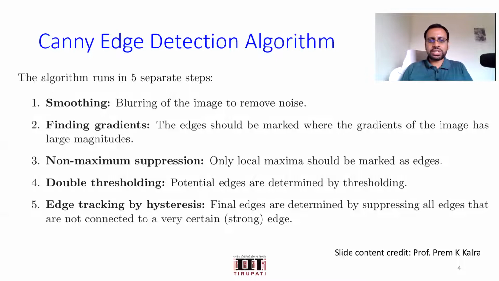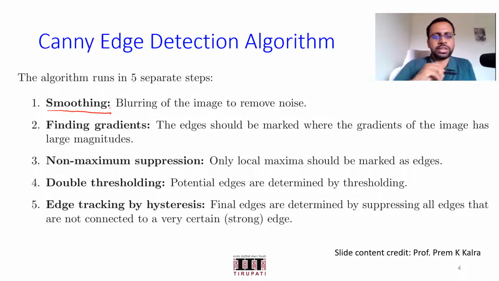So essentially, this algorithm has 5 steps. As I said, they have cleverly tailor-made some of the things that were already there, and in addition, they have also introduced some new steps which made this very popular, very robust, and give you reasonably good edges. So first thing is, of course, like any other algorithm, you will do a smoothing operation.